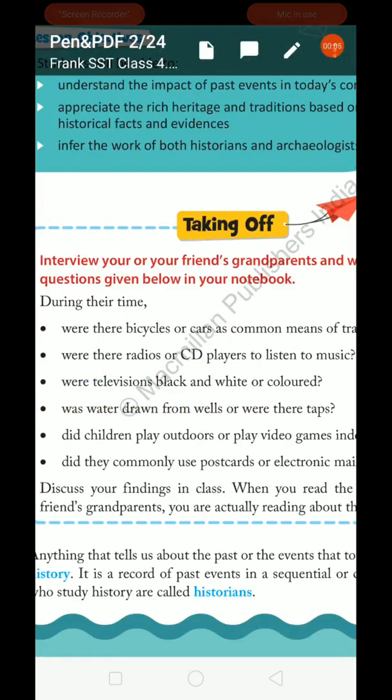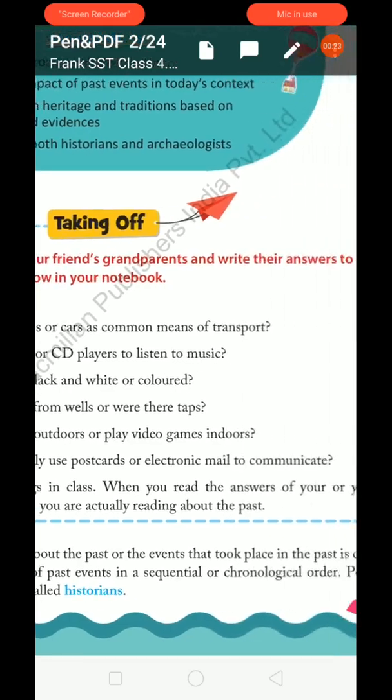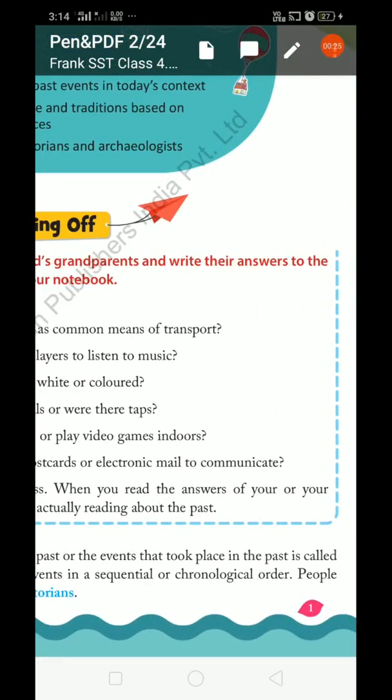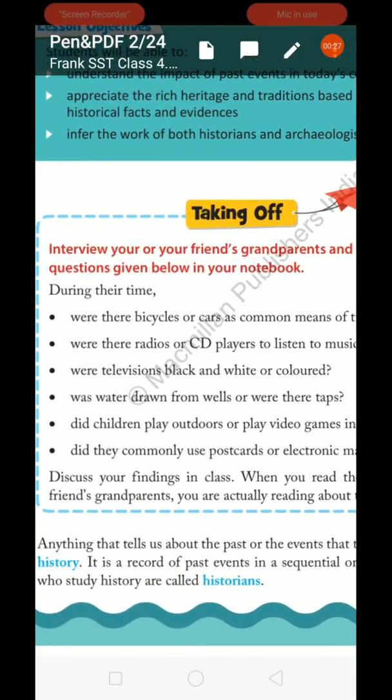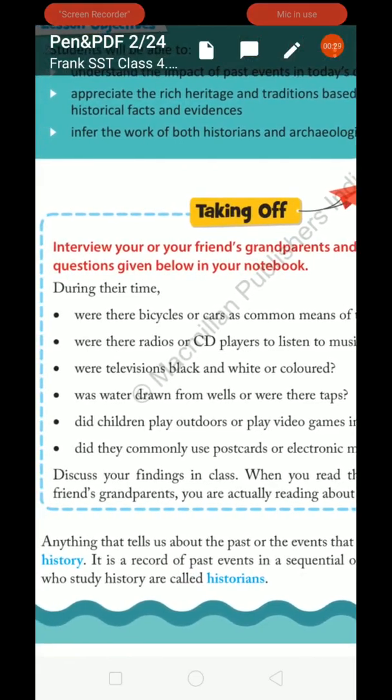Taking off. Here you can see some questions. These questions help you to identify the difference between past and present lifestyle. Interview your or your friend's grandparents. Write their answers to the questions given below in your notebook. During their time when they were kids like you, what did they do?